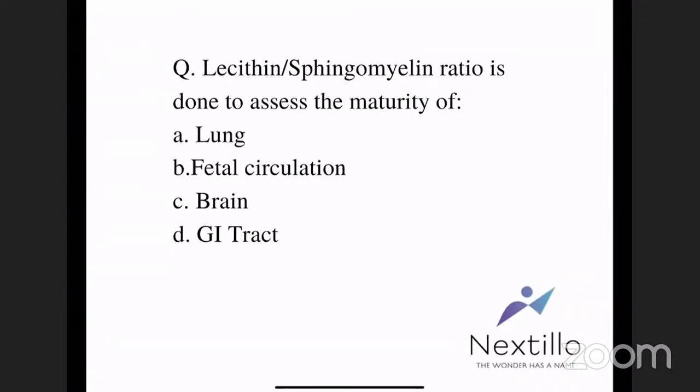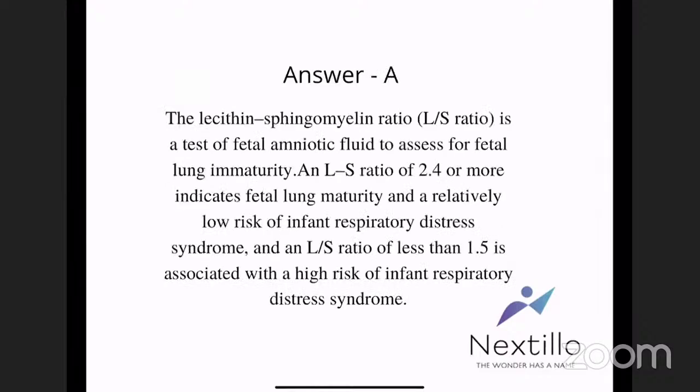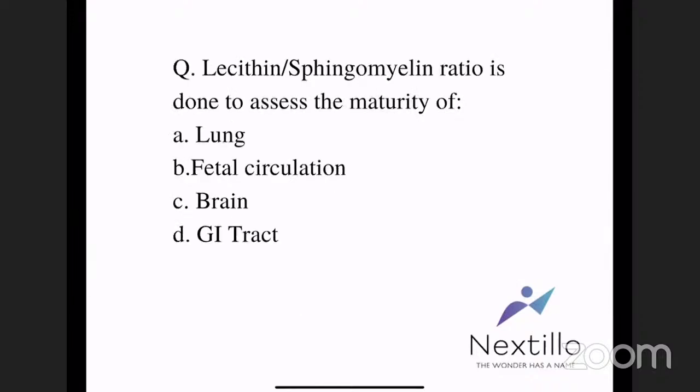Next question here is, lecithin sphingomyelin ratio is done to assess the maturity of lung, fetal circulation, brain, or GI tract. So lecithin sphingomyelin ratio is done to assess the maturity of the lung. Something about the lecithin sphingomyelin ratio: it is a test of fetal amniotic fluid to assess for fetal lung immaturity. An LS ratio of 2.4 or more indicates fetal lung maturity and a relatively low risk of infant respiratory distress syndrome. And an LS ratio less than 1.5 is associated with a high risk of infant respiratory distress syndrome.